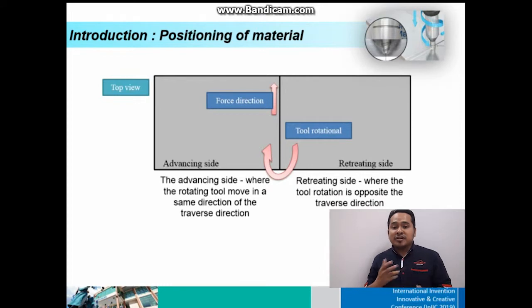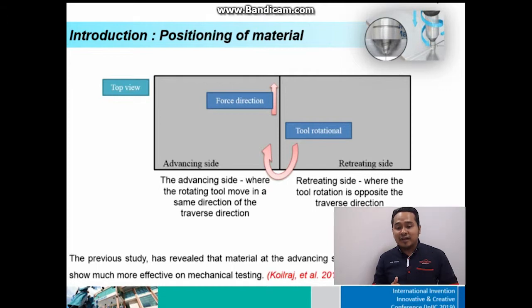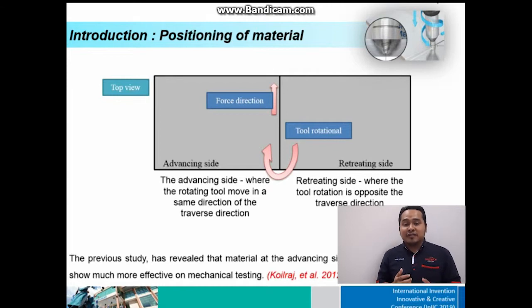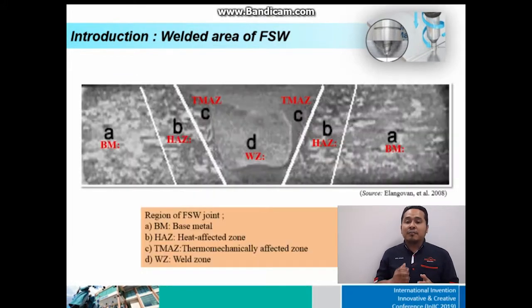Regarding the positioning of the material, there are two sides. First is the advancing side, and the second is the retreating side. What is the advancing side? The advancing side is where the rotating tool moves in the same direction as the traverse direction, and the retreating side is where the tool rotation is opposite to the traverse direction. Based on previous studies, it has been revealed that material at the advancing side with low strength properties is much more effective on the mechanical testing.